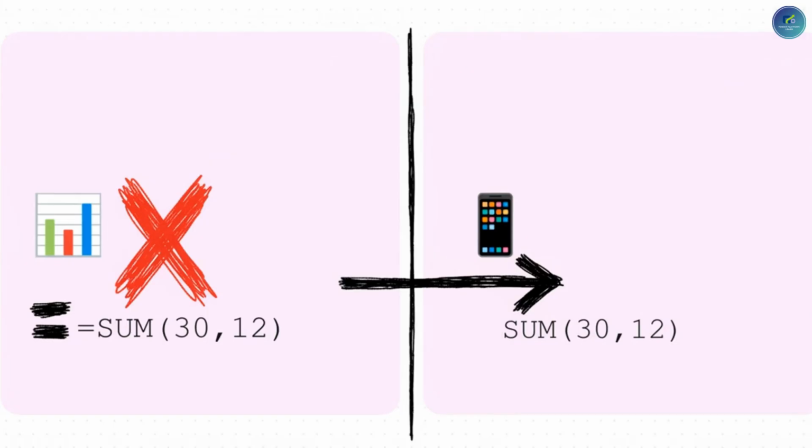Now pay close attention here, because this is a really important little difference. In Excel, you always have to start a formula with an equal sign. In PowerApps, you don't. The formula bar just assumes that whatever you're typing is a formula, so you can just drop that equal sign and get straight to the good stuff.